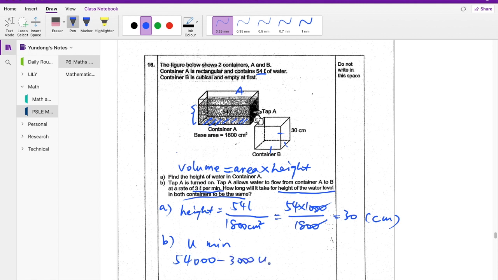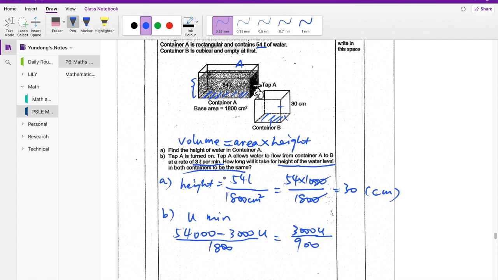which is 3,000U, right, for U minutes. This divided by 1,800 is the left height. Then how about container B? How much flows in? Same, 3,000 cm cube every minute, times U. This is the volume here. Then the base area here is computed as 30 times 30, which is 900, right? This is the equation for the heights being the same.